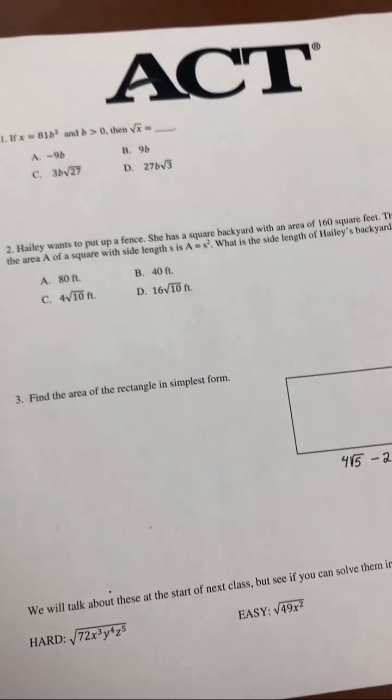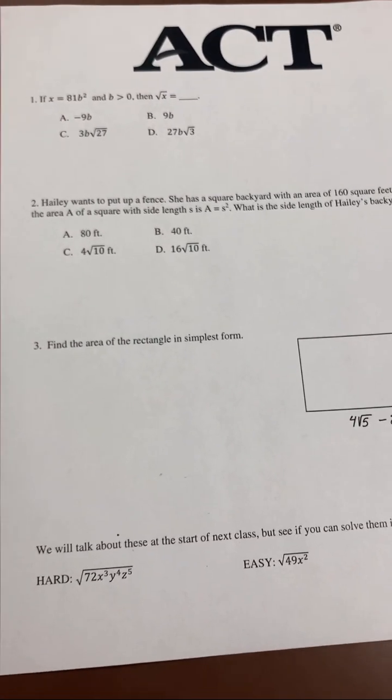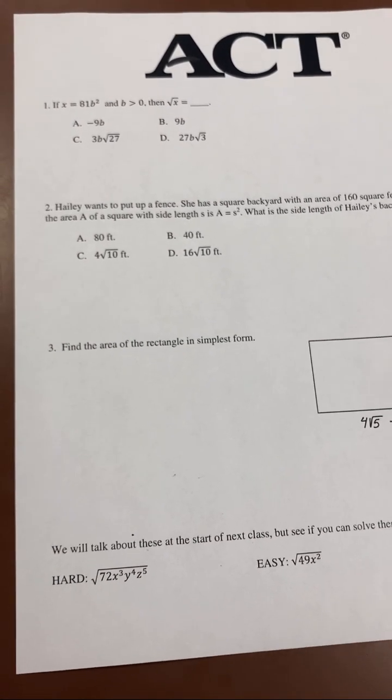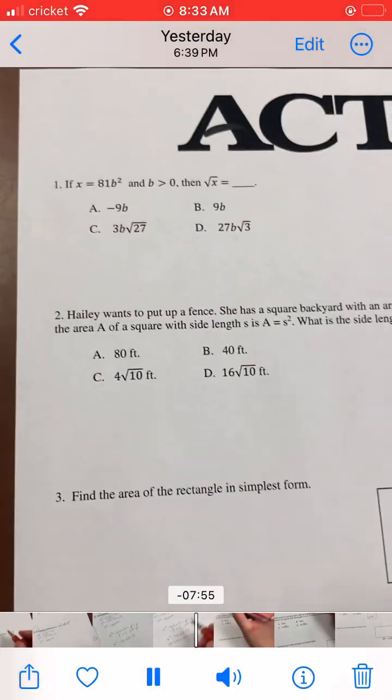All right, notice that it says ACT at the top. I am giving you 3 ACT problems that have to do with radicals.